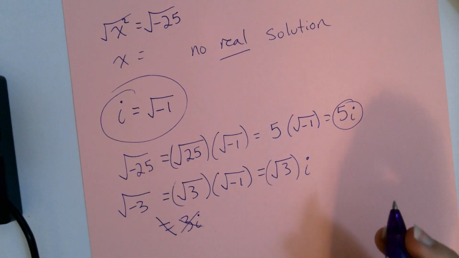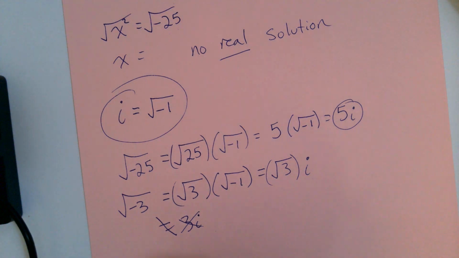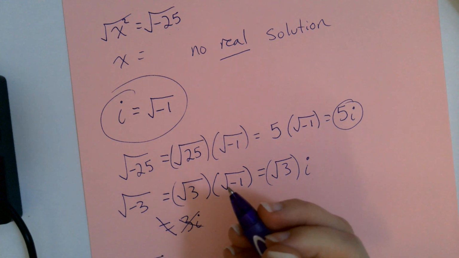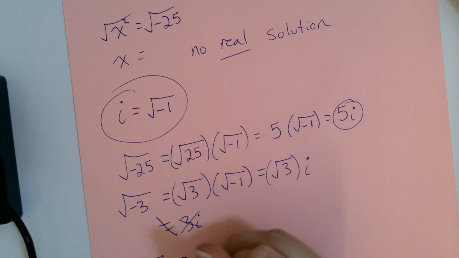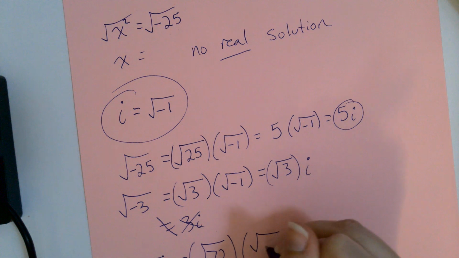Let's do one more. The square root of, let's see, negative 72. Now we can split that up into the square root of 72 times the square root of negative 1.